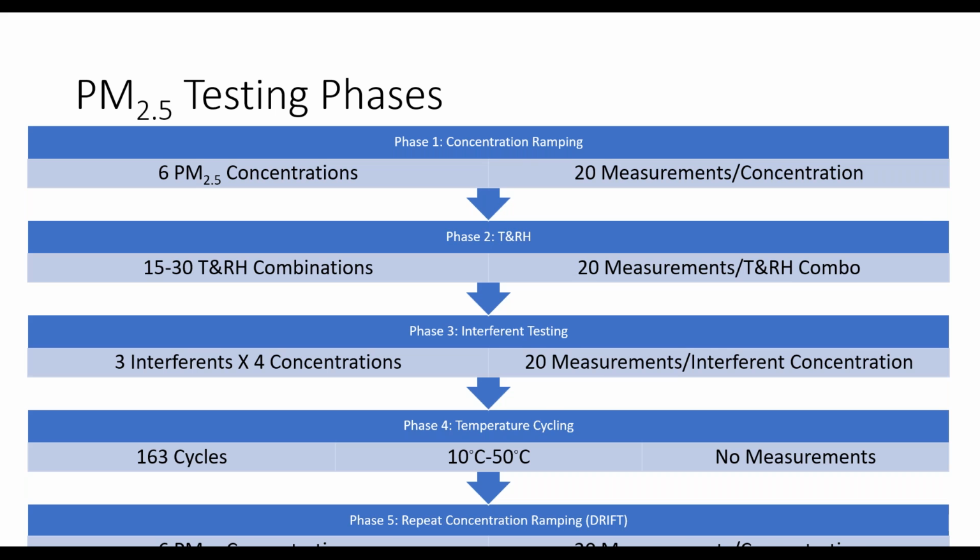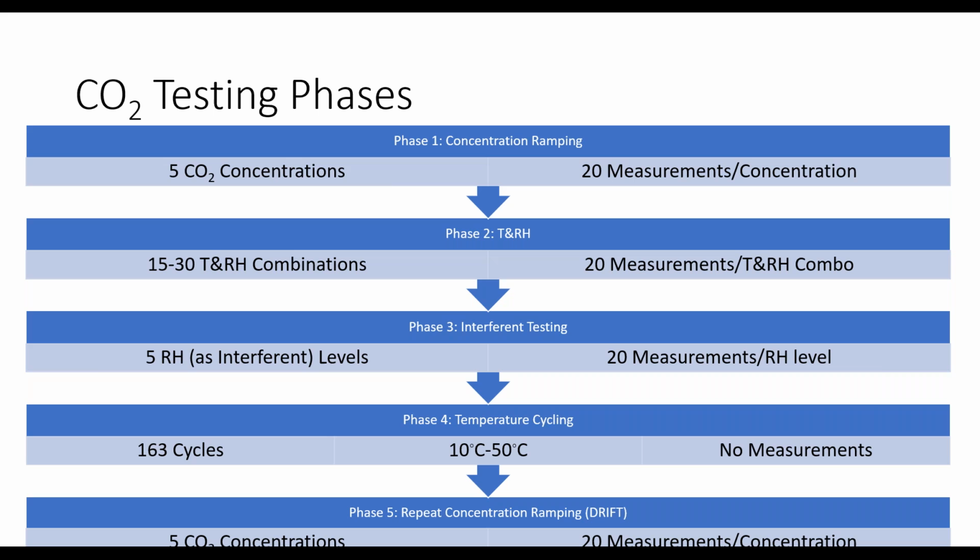CO2, I'm not going to go through this in as much detail just because it's all of the same phases. The only difference really is that there are 5 concentrations we test, and that the interferent we're concerned with, instead of different particle sizes, is humidity. So we're testing RH at different levels and seeing how it impacts the CO2 measurement of the sensor. Again, taking 20 measurements for each of these phases for the sensor. So that's the basic approach to the test.